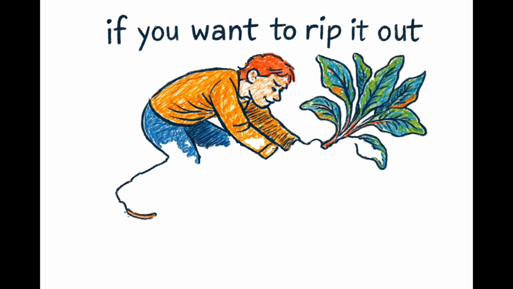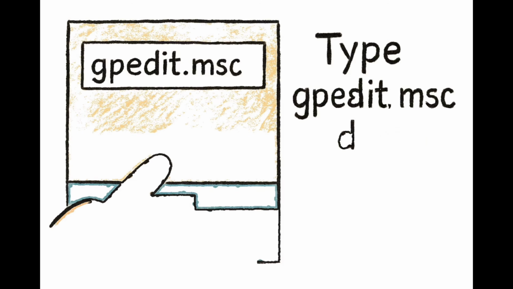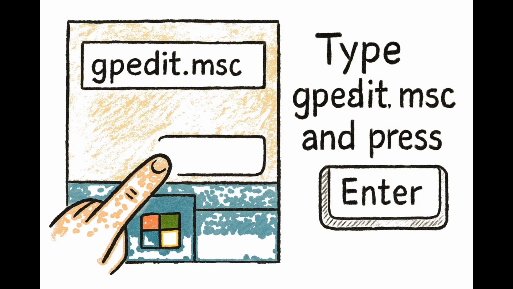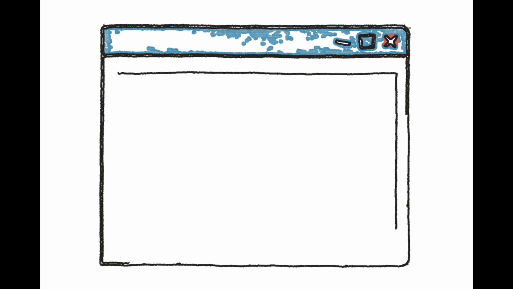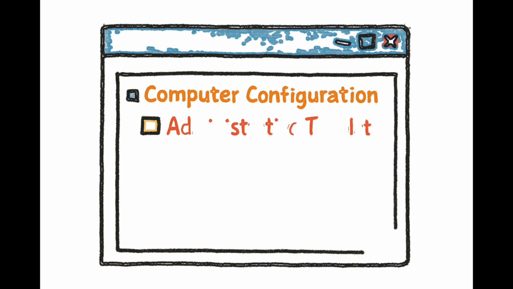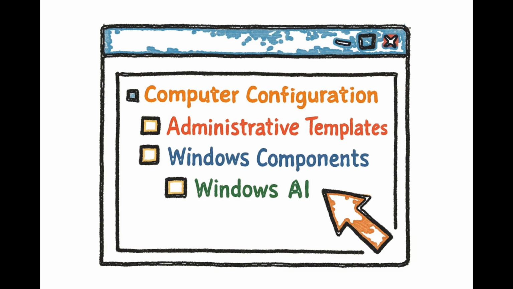But if you want to rip it out by the roots, we're going deeper. Hit the Start button, type gpedit.msc and press Enter. This opens Group Policy Editor. Navigate to Computer Configuration, then Administrative Templates, then Windows Components, then Windows AI.